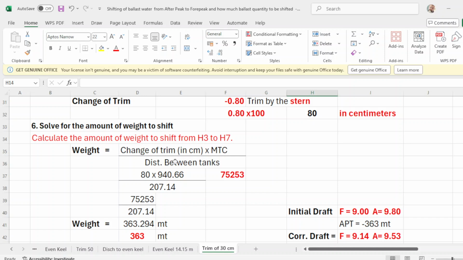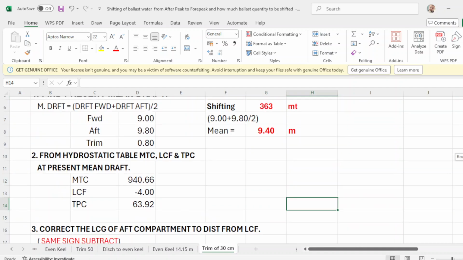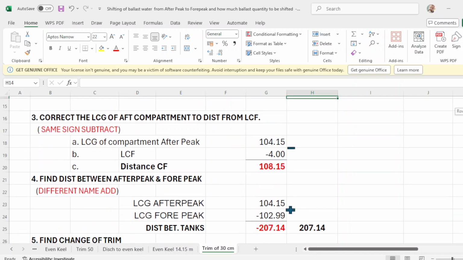So the change of trim, as we know, is 0.80 meters, but we have to convert it to centimeters, that's why it's 80. So change of trim in centimeters times MTC. Your MTC is 940.66. Okay. Double check. Our MTC is 940.66. Okay.